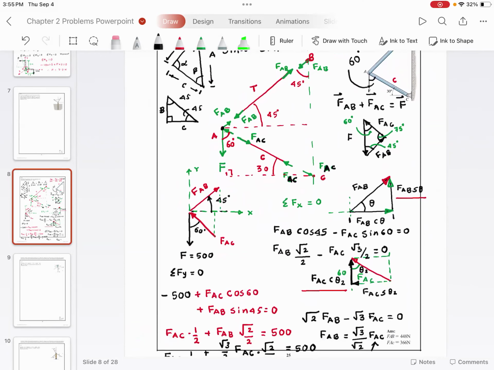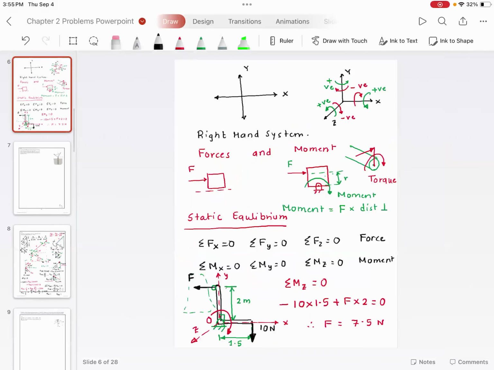So in today's class, what we discussed were the conditions of static equilibrium, summation of forces and summation of moments. If all of them go to 0, the object is not going anywhere. We looked at a simple problem of moments equilibrium. If you want to find out this force, you need to take the moment about this point, and that gives you the value of the force.